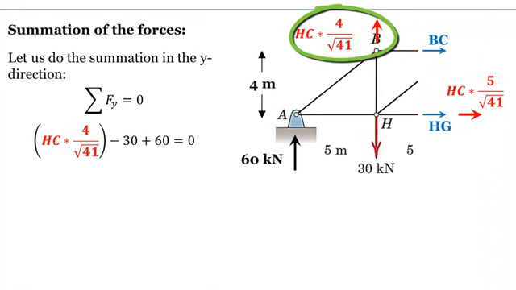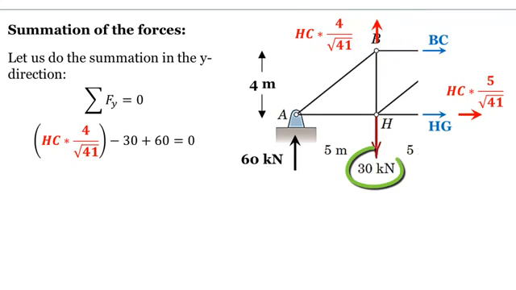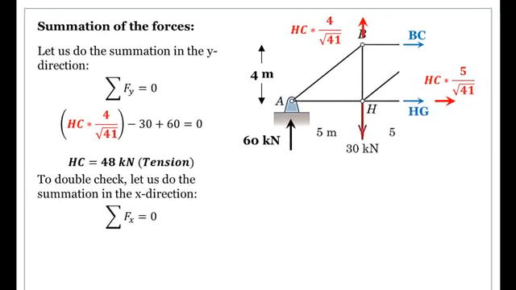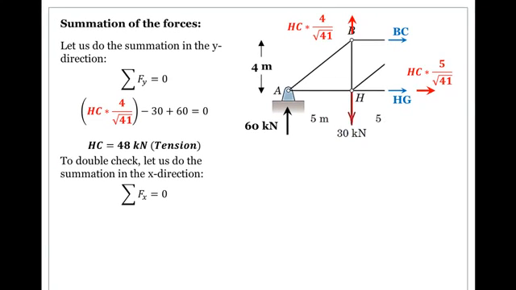I will have HC multiplied by 4 over the square root of 41, minus 30 plus 60, that should equal 0, and if I solve for HC, I will have a positive 48 kilonewtons. That means it's in tension. I'm done. But let's double check our number. Let's do the summation of the forces in the x direction. Summation of the forces in the x direction should equal 0.